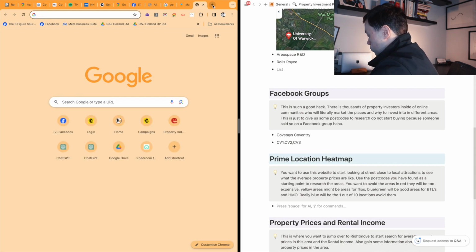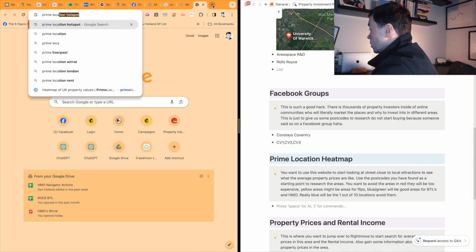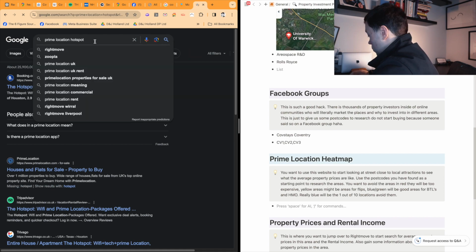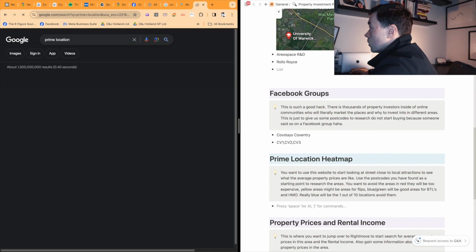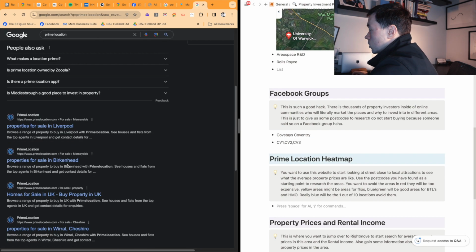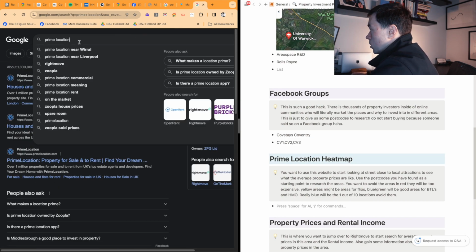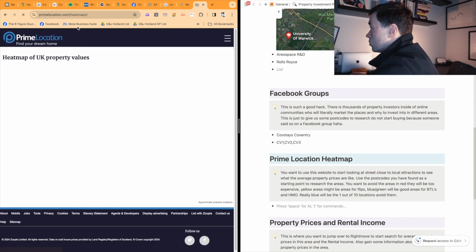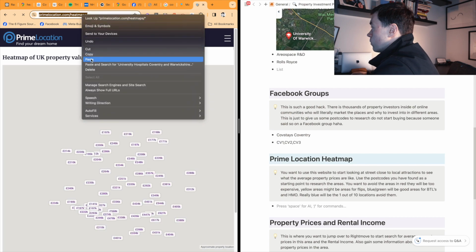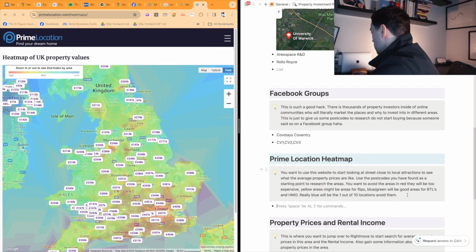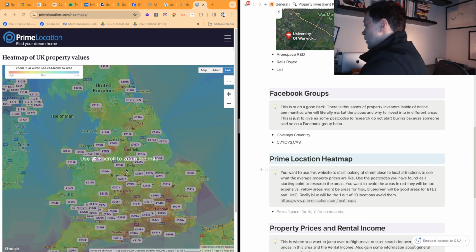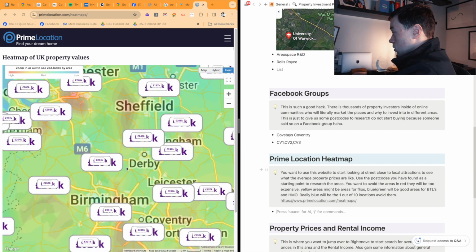So let's get on to prime location. Oh no, prime location, sorry. Prime location heat map. What I'll do, just to make it easy for everyone, I'll put the link for this in here. So this is back to our principle of the 1 to 10. We want to avoid the 1s and we want to avoid the 10s. So let's start zooming in.